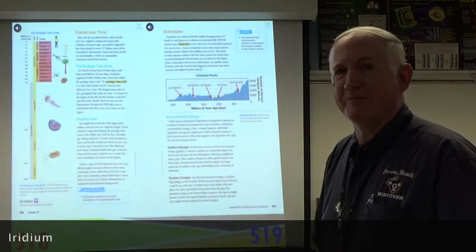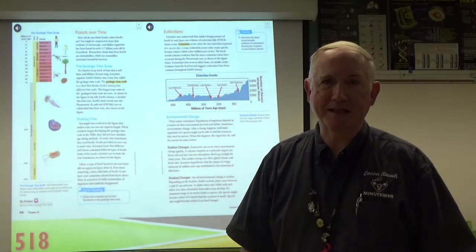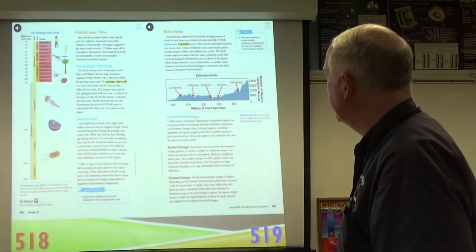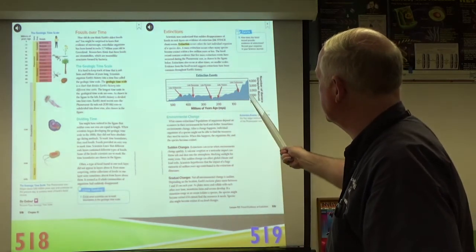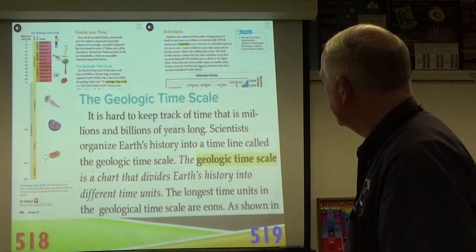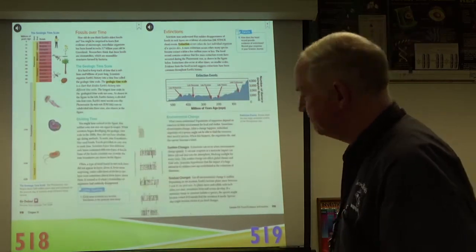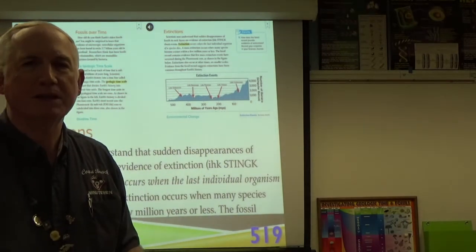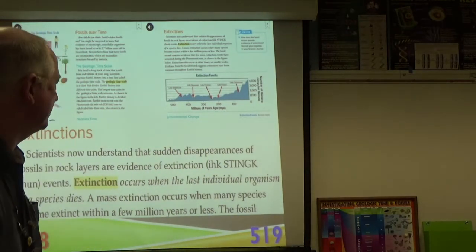Okay, so there have been 5 mass extinctions in the past. Your book doesn't touch on the 5 very much more than to just show you this little graph. But the mass extinctions are, I think, really interesting and really important. So we're going to spend a little bit more time looking at them.